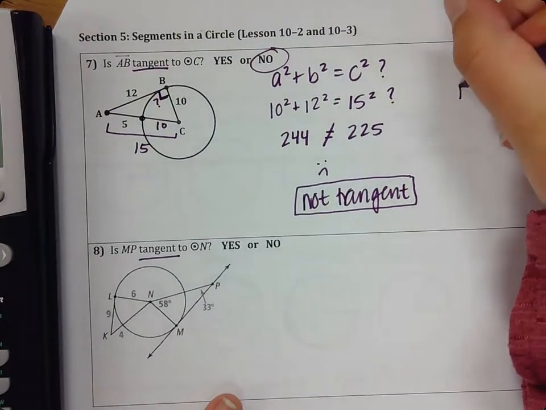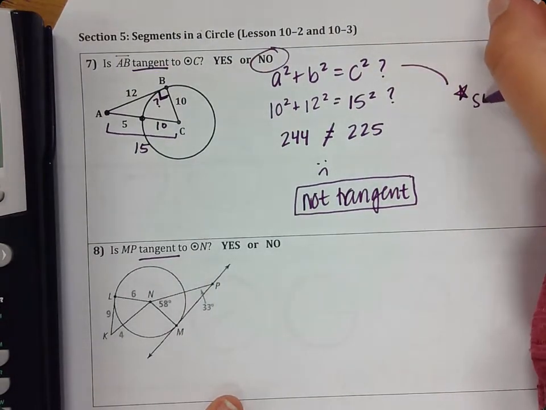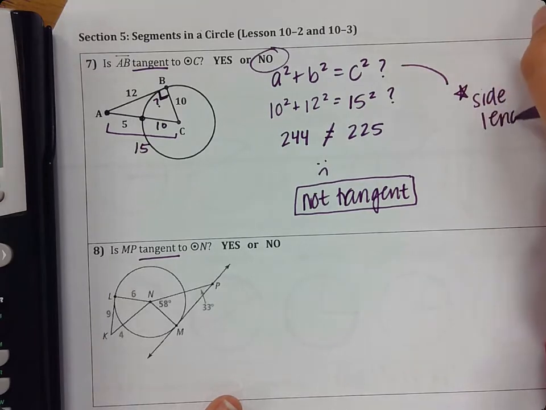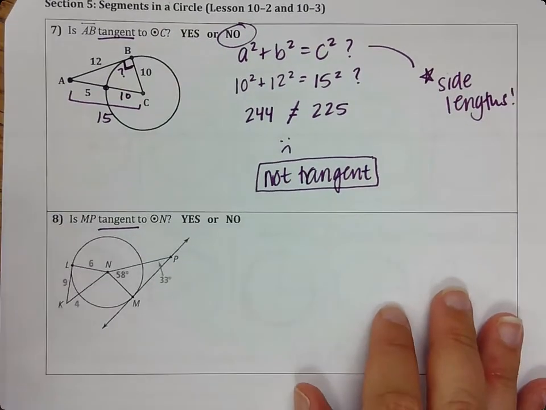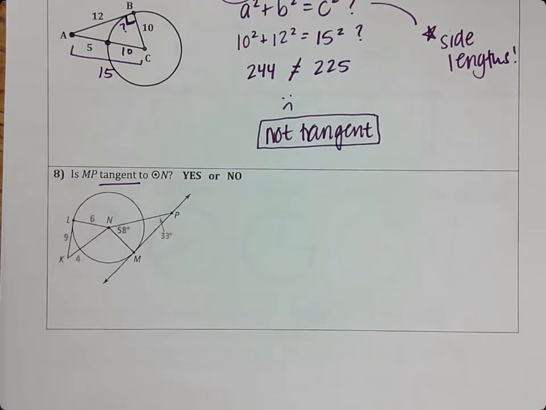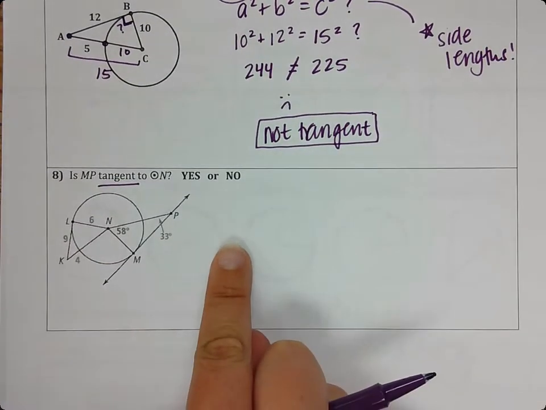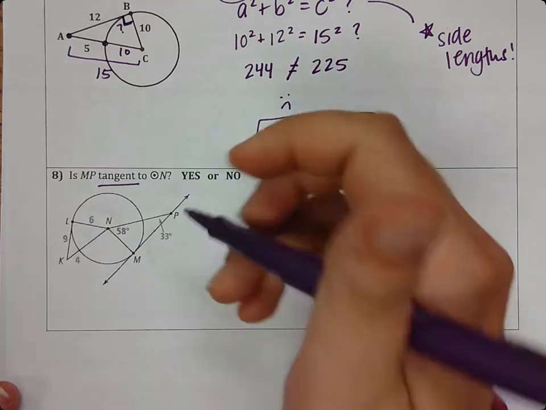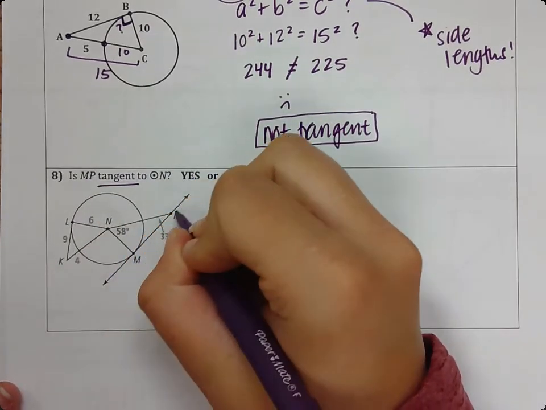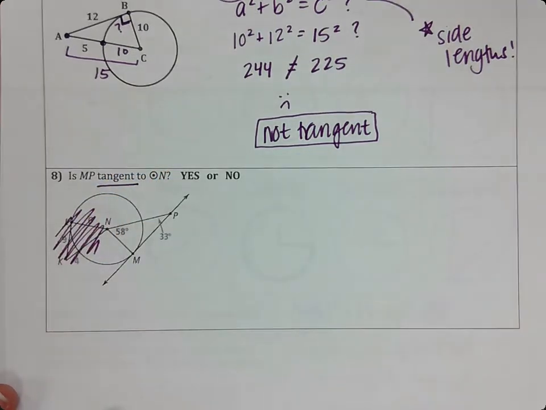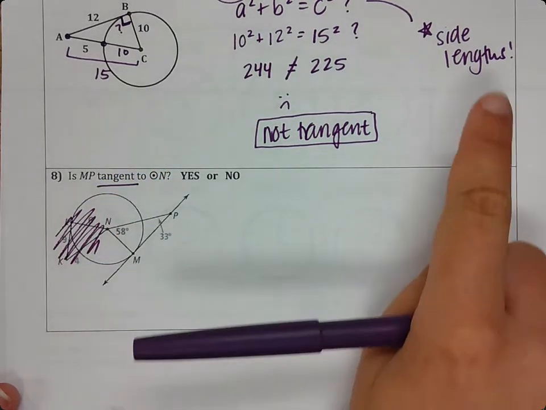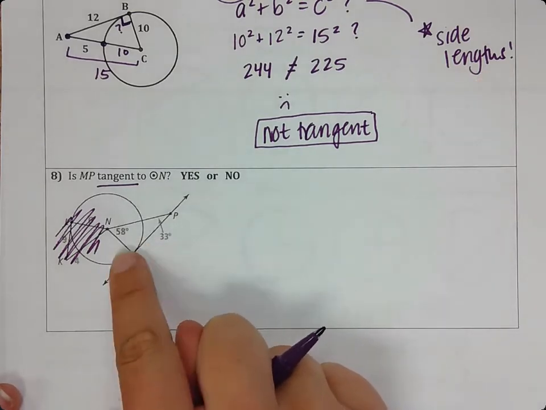Let's make ourselves a note that we did this when we had our side lengths. We used the Pythagorean theorem when we had side lengths. But if we look at number 8, this one, we want to say if MP is tangent. So this triangle over here is unnecessary. Now we're not given the side lengths, we're given the angle measures.